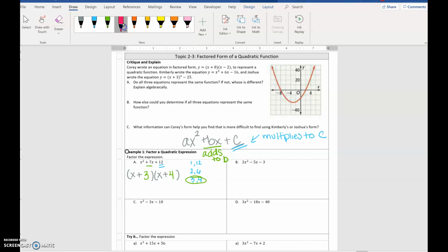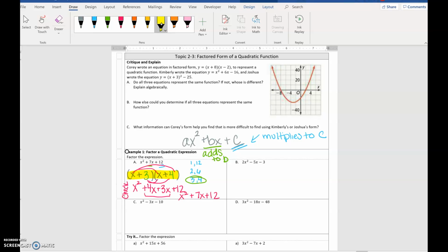How we would check it is if we FOILed. So I'm going to write it this way so we can see it. We would FOIL: x times x gives us x squared, x times the 4 gives us 4x, 3 times x is 3x, and 3 times 4 gives us 12. Combining like terms, we would have x squared plus 7x plus 12. That shows that this is our final answer.